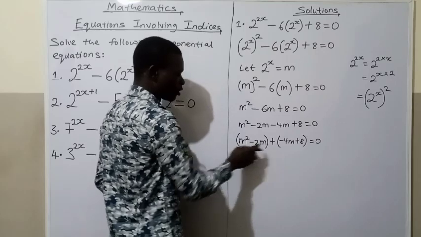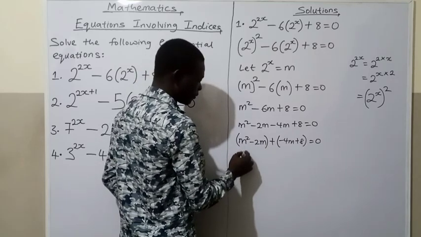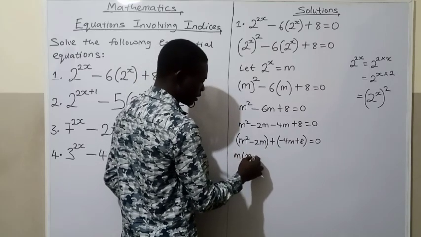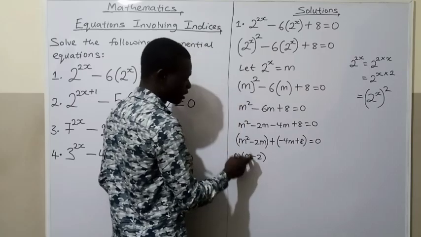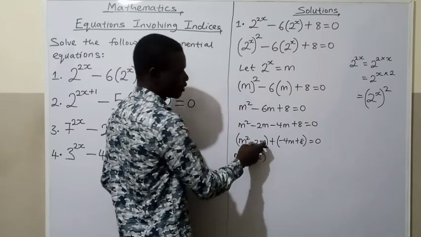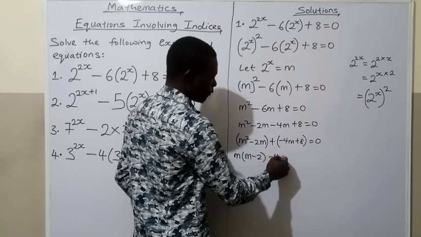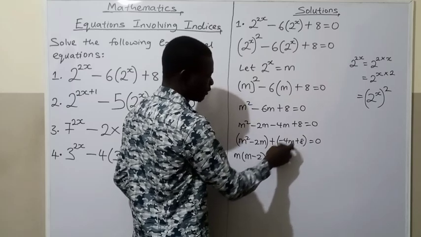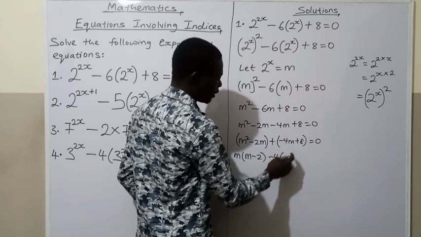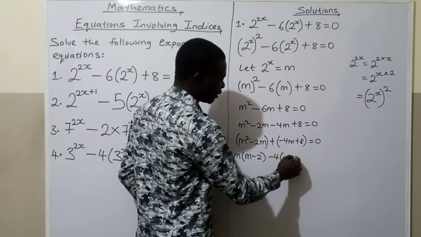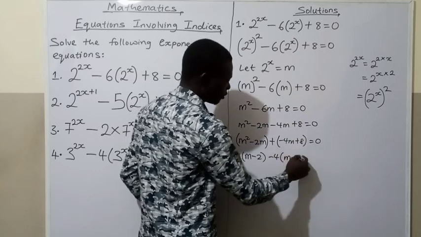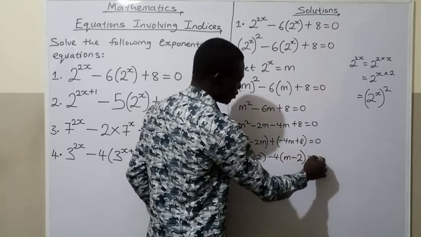So what is common to these two? I'll have m open bracket m minus 2, because m times m is m squared, and m times negative 2 is negative 2m. And what is common to these two also, of course, is negative 4. So I'll have negative 4m divided by negative 4. I'll be left with only m. Positive sign divided by negative sign is negative. 8 divided by 4 is going to give me 2, and that's going to be equal to 0.